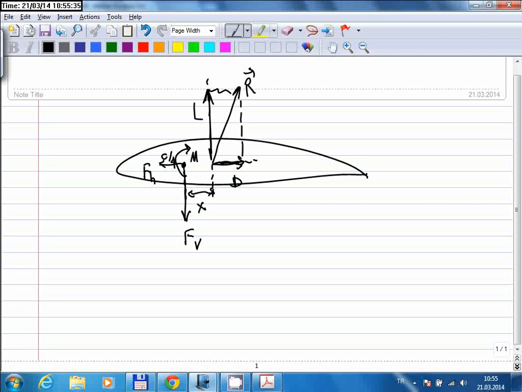So this means that the force Fv should be equal to the lift force, the horizontal force Fh should be equal to the drag force, and the moment should be equal to the lift times the moment arm, which I call x.